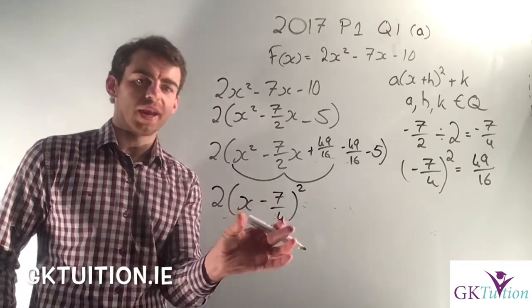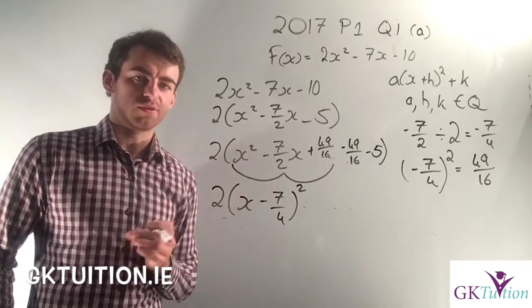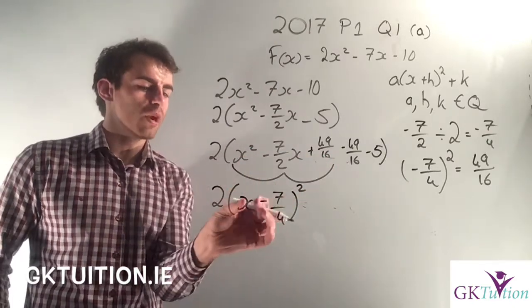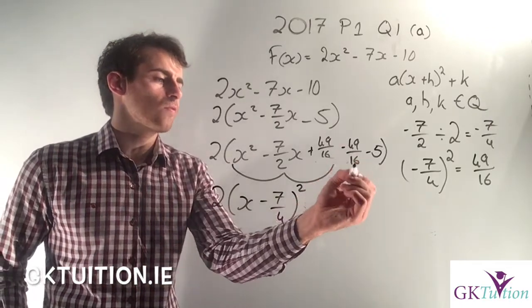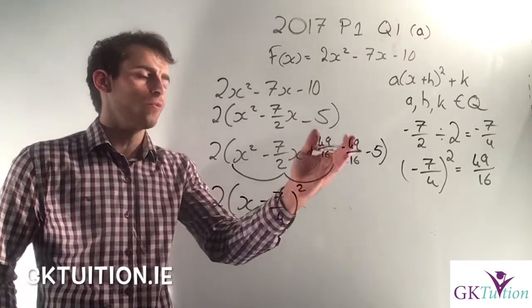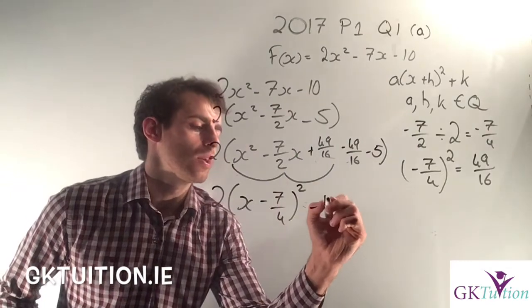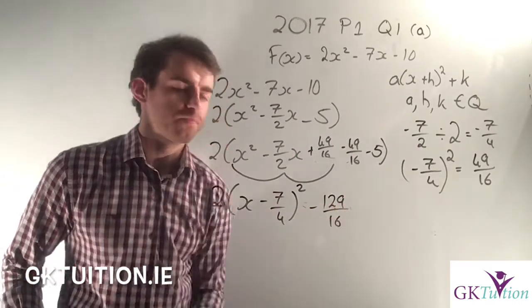If I multiply this bracket by itself, I would end up with these three terms. So that's my x plus h to be squared. I'm happy enough with that for the moment. And then I also have a minus 49 minus 5. Minus 49 over 16 minus 5 is minus 129 over 16.